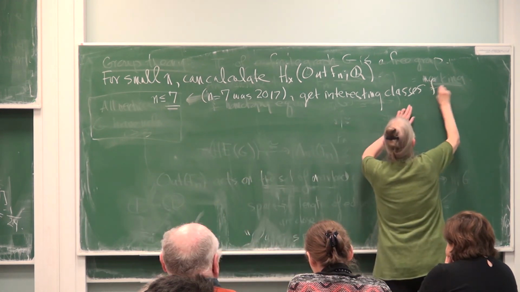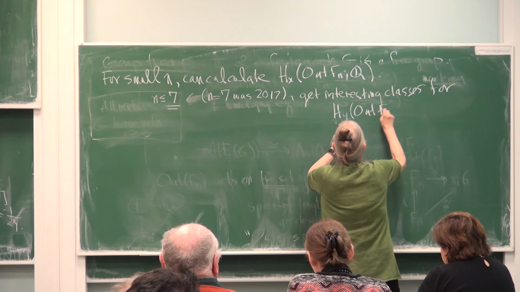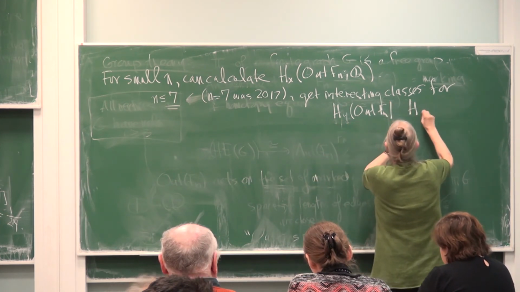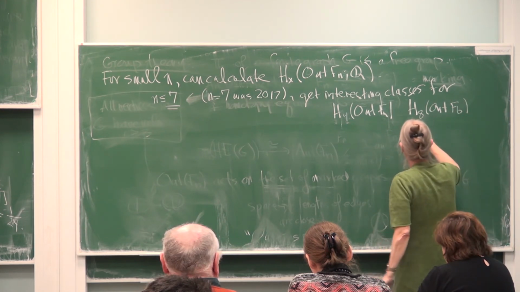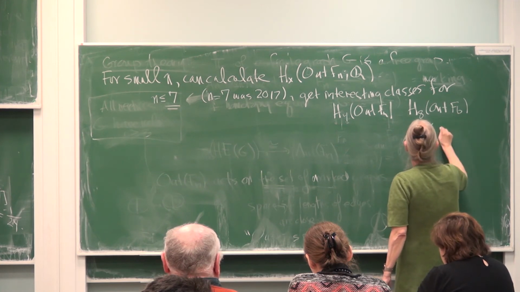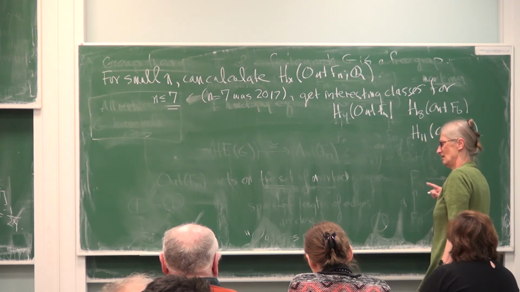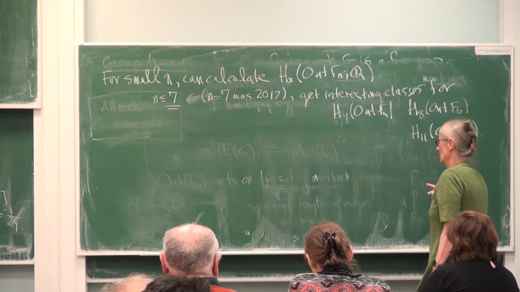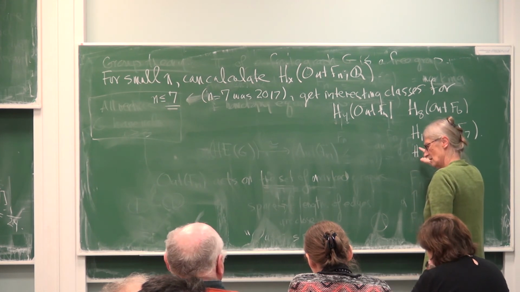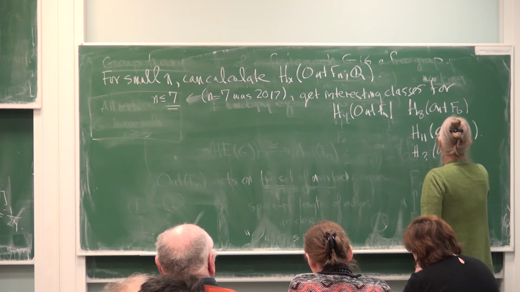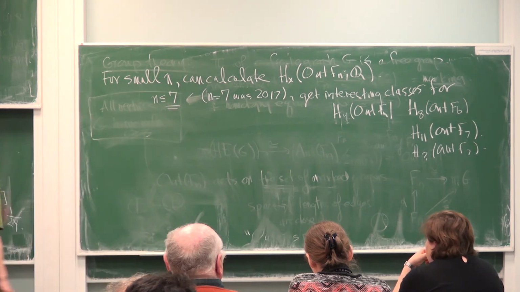Interesting classes, excuse me, H4 of Out(F4), H8 of Out(F6), and H11 of Out(F7). There's another one in Out(F7). I can't remember the dimension. Okay, so there is some homology, there's some interesting topology going on, but it's very hard.